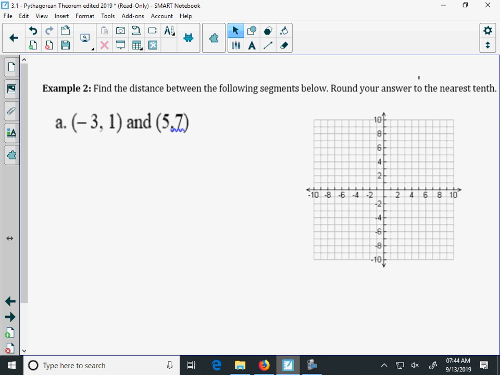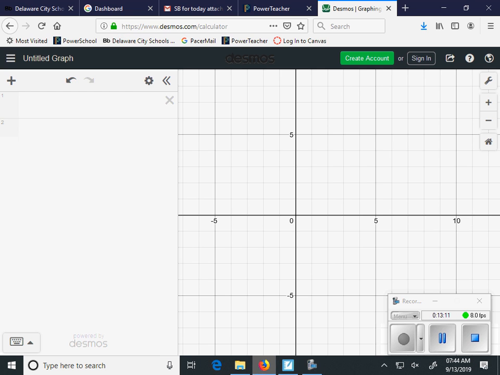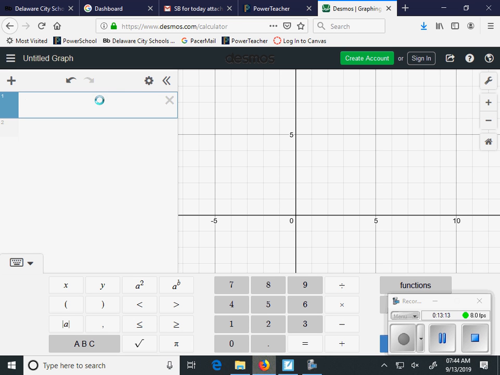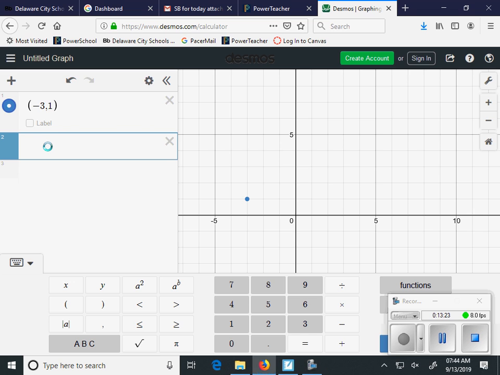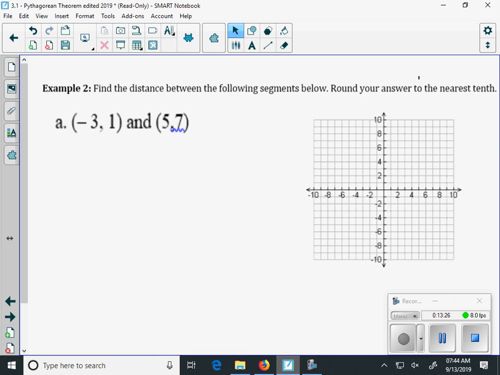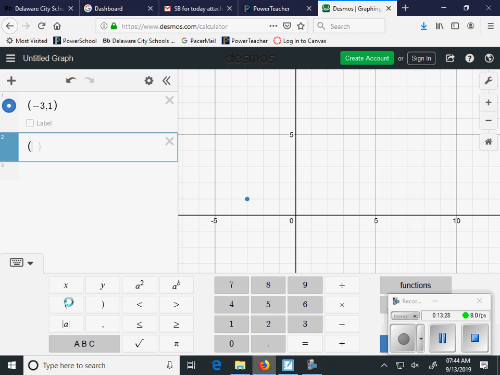Plot negative 3, 1. You have to put the parentheses. Negative 3, comma, 1. Close the parentheses. You can even label it if you want to. Alright? And then plot the other point, 5, 7. And Desmos plots them for you. So as long as you're typing them correctly, you don't have to worry about making that little error.